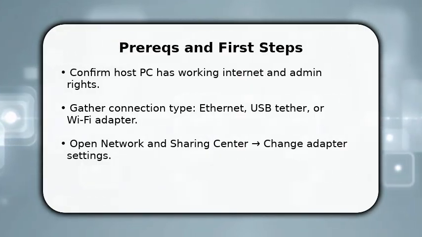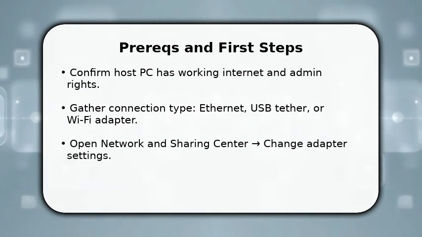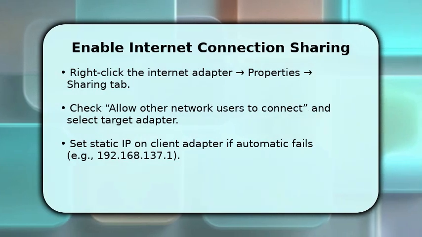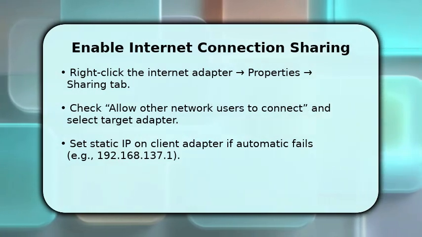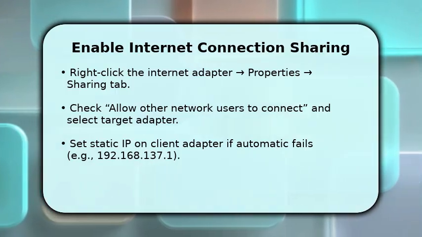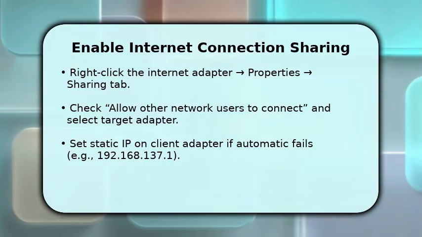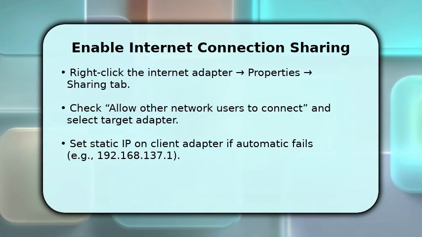Next, you enable internet connection sharing on the adapter that has internet. Right-click that adapter, choose Properties, and open the Sharing tab. Check Allow other network users to connect, and from the drop-down, select the target network adapter that will carry the shared connection. Once done, Windows will assign an address to the shared adapter.